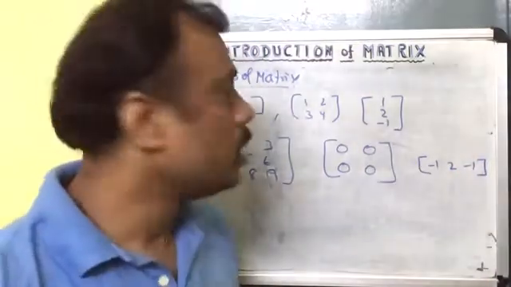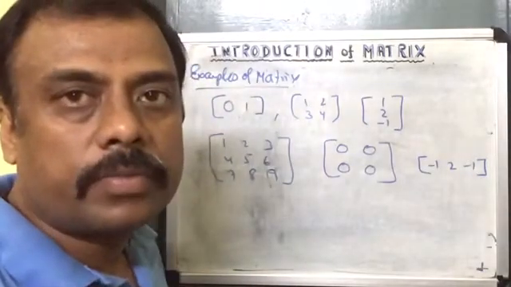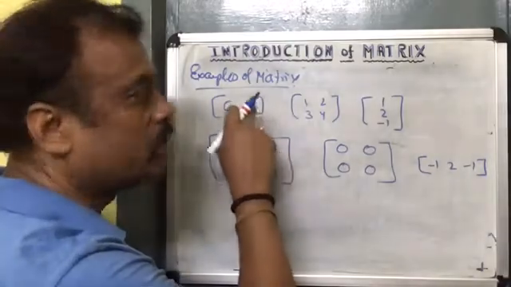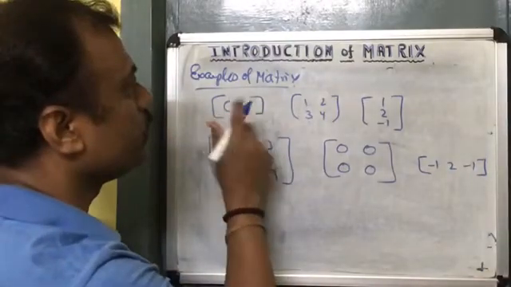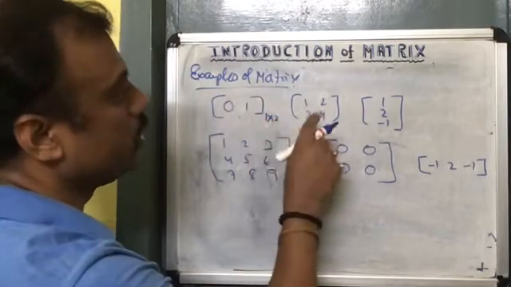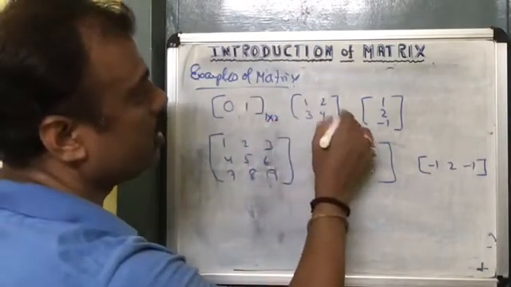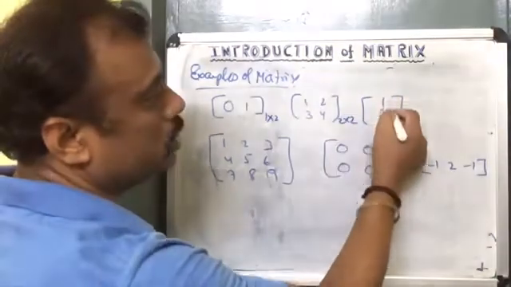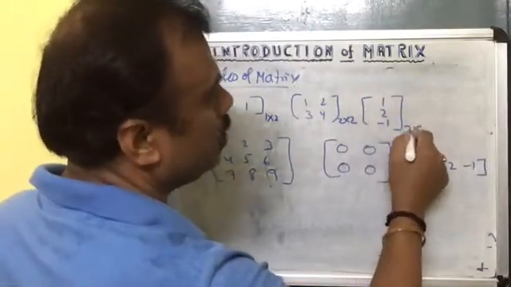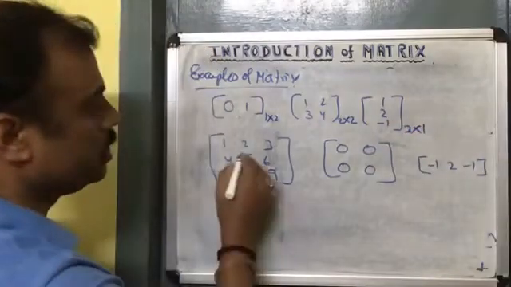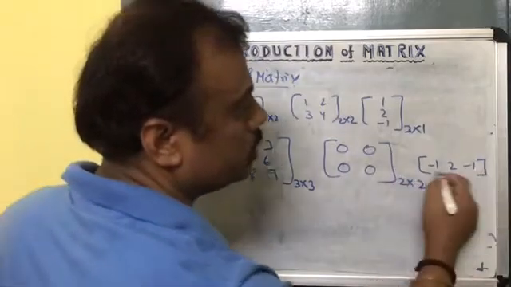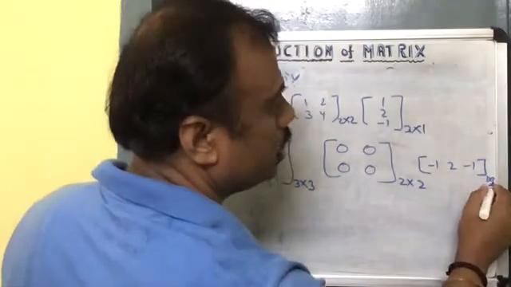Okay, now let us write the order of the matrix. In the order of the matrix, we must mention first the rows. How many rows are there? 1. How many columns are there? 2. So 1 by 2. How many rows? 2. How many columns? 2. This one, how many rows? 1, 2, 3. So how many columns? 1. This one, 3 rows, 3 columns. 2 rows, 2 columns. 1 row, 3 columns.